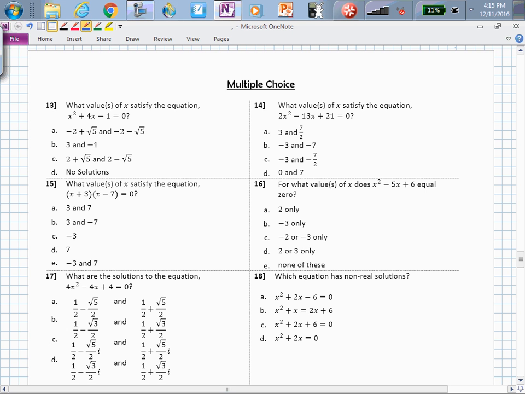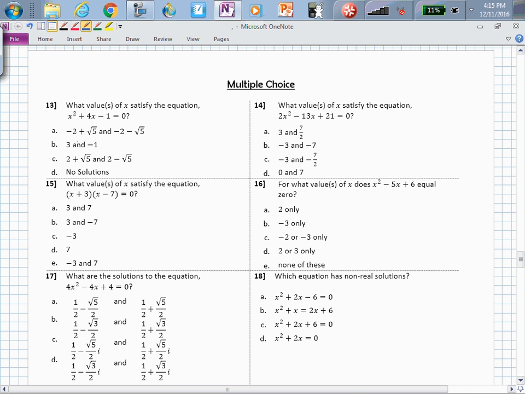Okay, so multiple choice, 13, I think it's through 22. Okay, the value of x satisfies the equation, so we have to solve this quadratic. The square root here and here probably suggests there's going to be a radical in the answer. Otherwise, it's factorable.